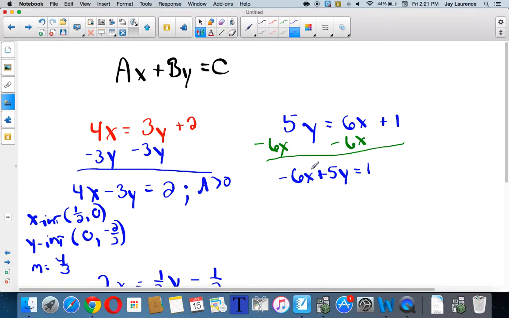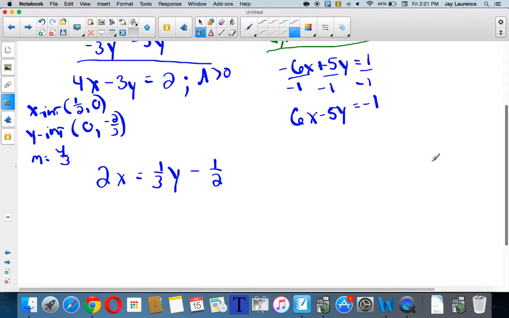Now, I don't like how it's a negative. A needs to be positive. So I could either multiply or divide by -1. So I'll go ahead and divide. We're going to do it to all three terms. And so we'll end up with 6x - 5y = -1. There you go.